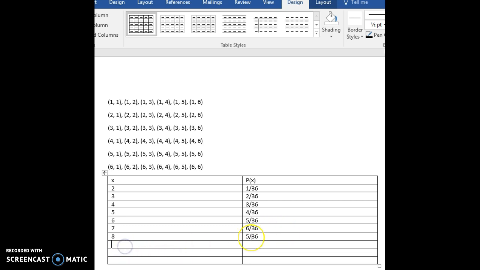All right, and then how many of them add to 9? Well, if we go over to the next diagonal, we'll have 6 and 3, 5 and 4, 4 and 5, and 3 and 6. 4 of them out of 36.